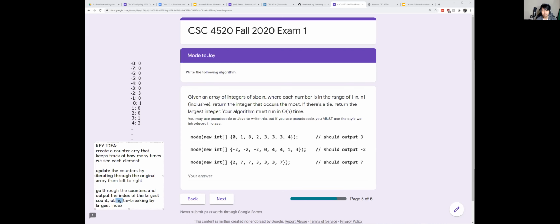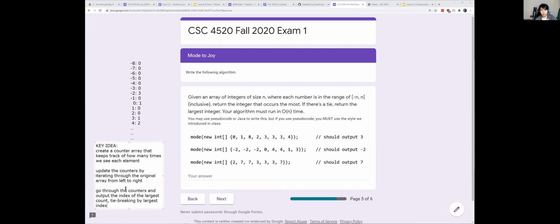Tie breaking by largest index, because we said here that if there's a tie, return the largest integer. This runs in O(n) time because creating a counter array is O(1), but updating the counter array is O(n) because you have to look through every single element and there are n elements.